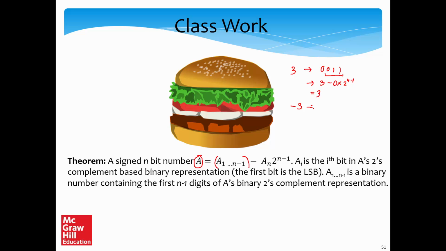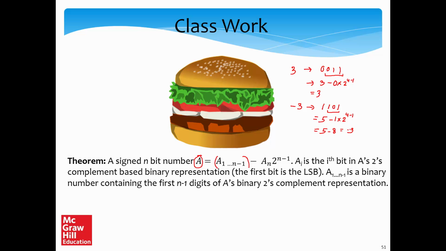So let's consider minus 3. Minus 3's representation in a 2's complement system is 1101, right? So basically this is equal to, let's consider this number, 101, which is 5, minus the MSB, which is 1, so it's 1 times 2 to the power 4 minus 1. 2 raised to the power 4 minus 1 is 2 cubed, which is 8. So this is the same as 5 minus 8.